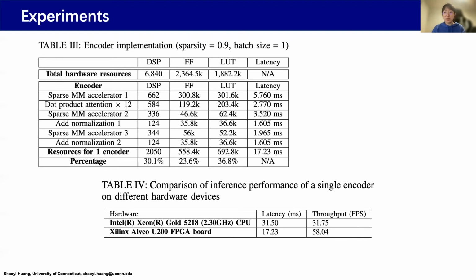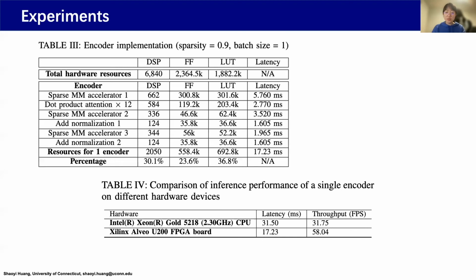As for the total hardware resource utilization, DSP, FF, and LUT require up to 6,840, 2,364.5K, and 1,882.2K, and the percentage of resource utilization on the FPGA is 30.1%, 23.6%, and 36.8%.